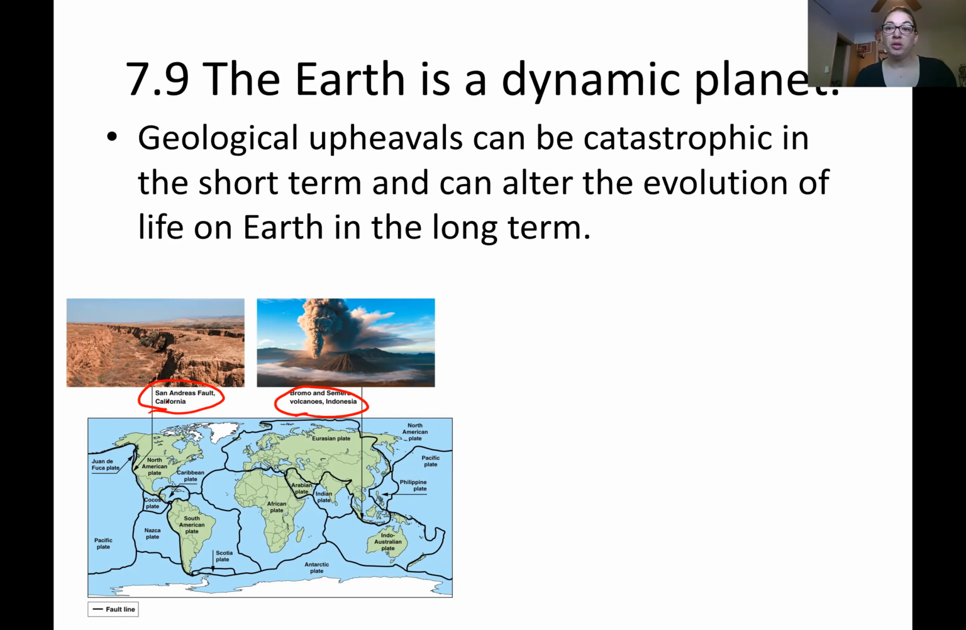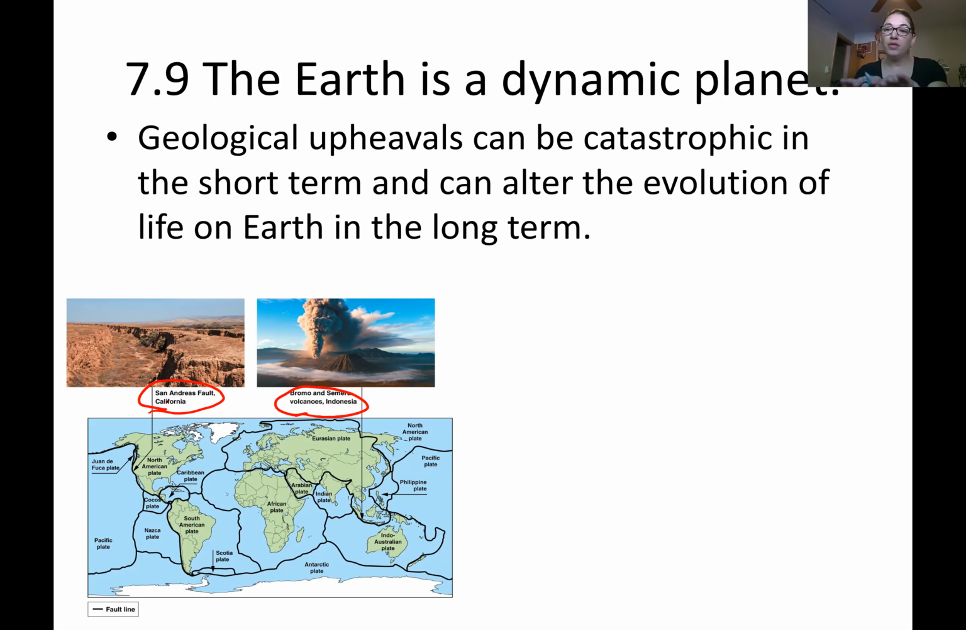The previous community college that I taught at in Southern California had the fault line run right through the middle of campus, which was a little intimidating because there were multiple earthquakes while I was teaching, and we were on the fault line, and so it was a little disconcerting.